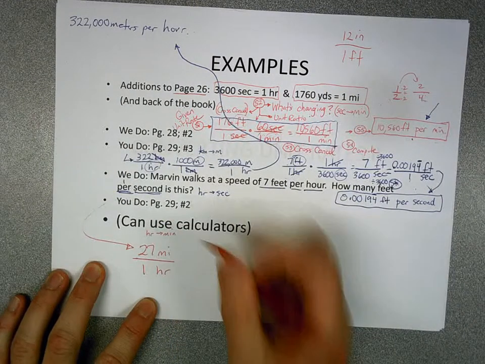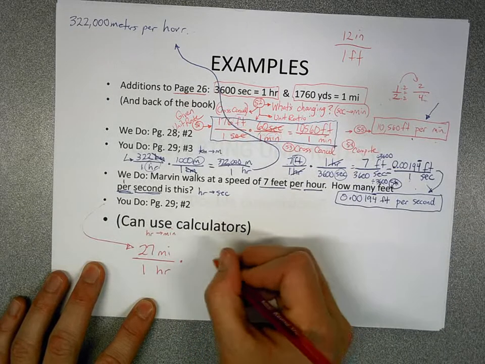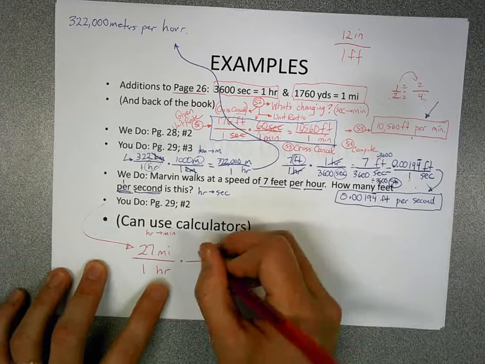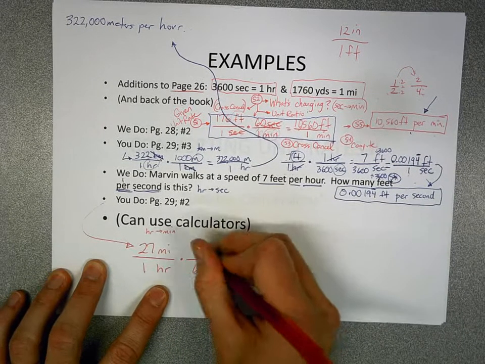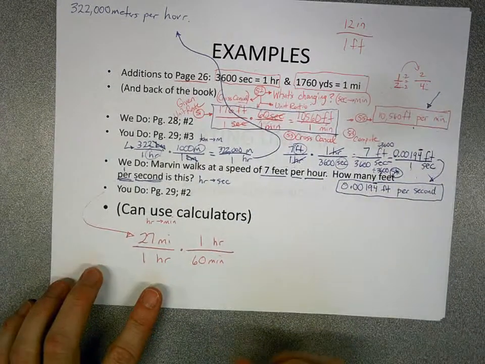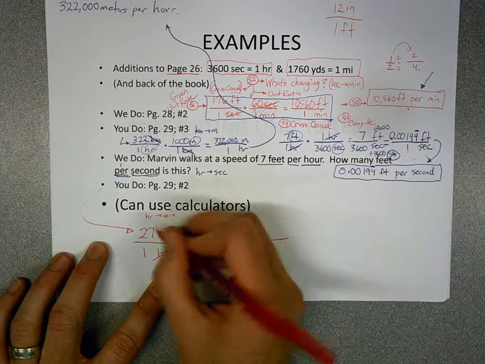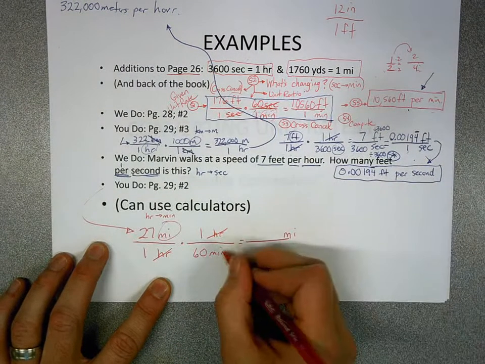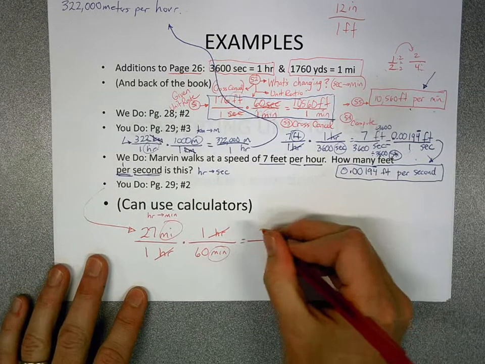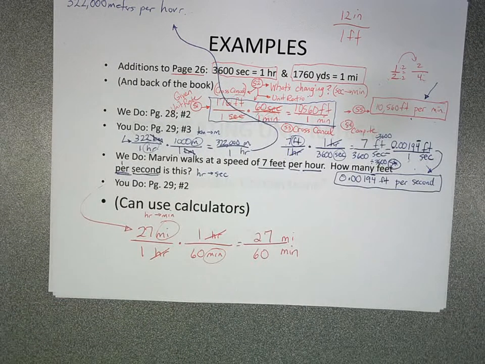So I was going to put 60 minutes over 1 hour, but that would put the hours next to each other. So I'm going to go ahead and put 60 minutes on the bottom, 1 hour on the top. Okay. So when I do that, I can go ahead now and cross-cancel my hours. So I ask, well, what's left on top? Miles. What's left on the bottom? Minutes. And then I have 27 times 1. I compute, so it's 27. And 1 times 60 is 60. So they go 27 miles in 60 minutes.